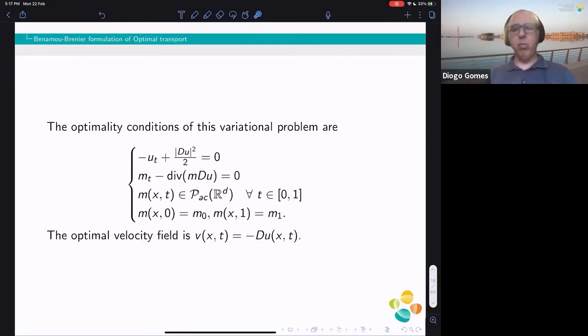So this is a problem where your problem really is this. You try to find what is the cost that you can impose, what is the terminal cost that you can impose, so that agents distributed according to M0 will reorganize themselves as agents distributed according to M1.